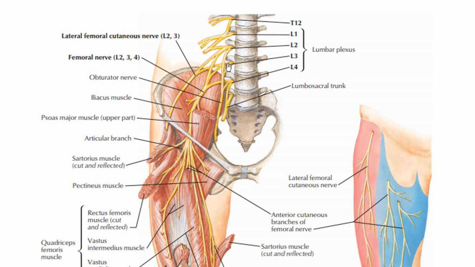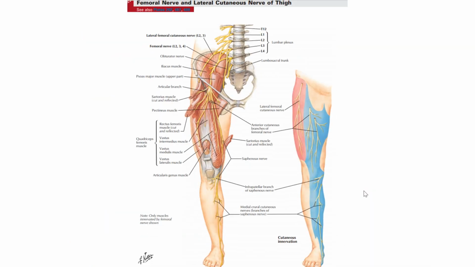Here we have the lateral femoral cutaneous nerve, which is formed by the contribution of L2 and L3 roots. This contribution is from the L2 root, and this contribution is from the L3 root. They both unite to form the lateral cutaneous nerve of the thigh, and it passes between the psoas major muscle and iliacus, then passes just medial to the anterior superior iliac spine and behind the inguinal ligament, and here this nerve is cutaneous.